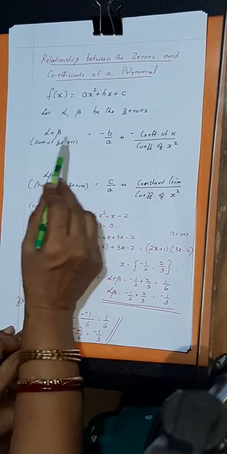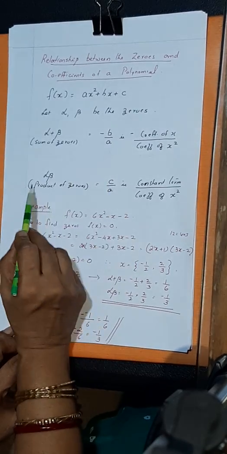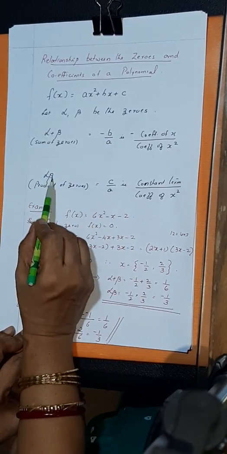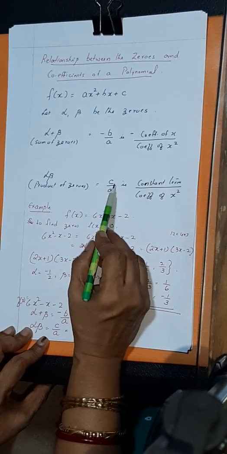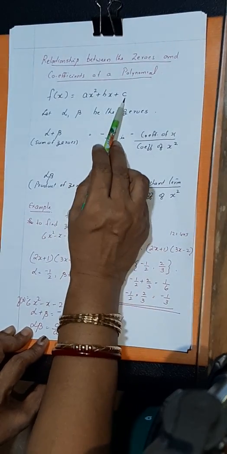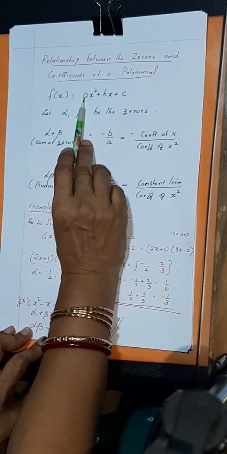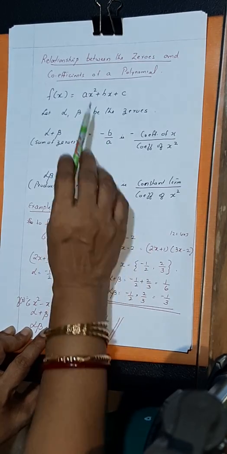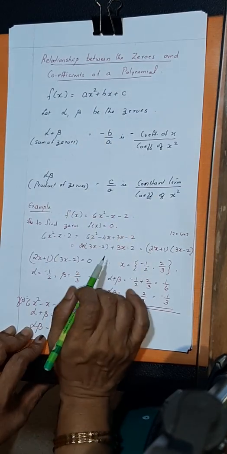So, the sum of the zeros you got as minus b by a, and the product of the zeros, that is alpha into beta, is equal to c by a, that is the constant term by the coefficient of x squared. So, with an example you will understand much better.